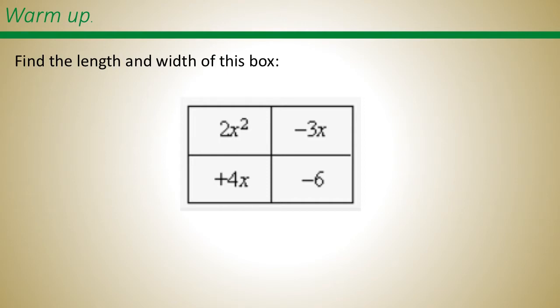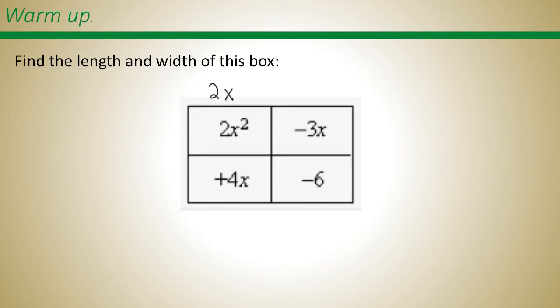On this warm-up we have a box and we're told what the area of the box is. This section right here is 2x squared, this is negative 3x, and so on. We want to find the length and the width of this box, and the way that we're going to do this is by finding common factors. We're going to look at these two boxes right here and ask, what do they have in common? They can both be divided by 2, and they also both have 1x. So the common factor of those two boxes is 2x, and we're going to put that 2x there.